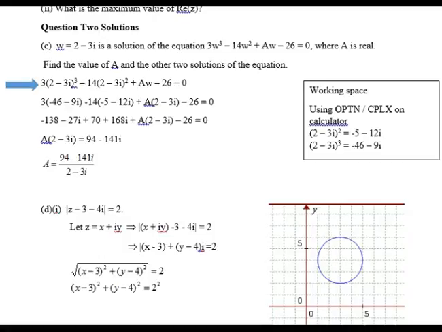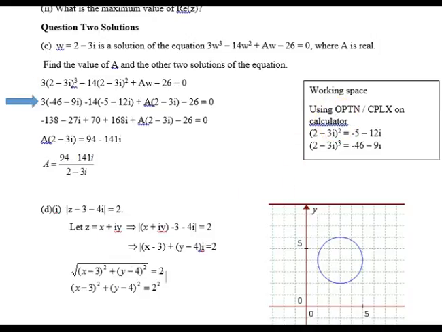Now, these are really easy to expand. I've just done them on the calculator. See the little working space on the right hand side? The calculator itself has done that for me. So just entering 2 minus 3i squared and 2 minus 3i cubed comes up with the correct expansion.